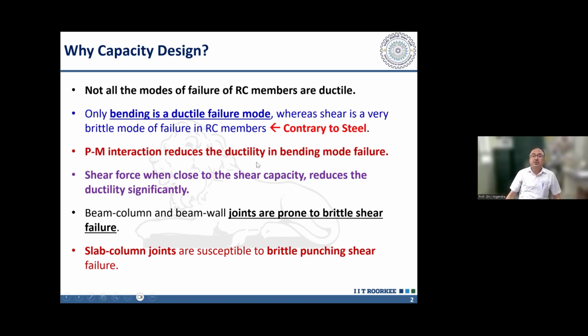And it is quite contrary to steel. In case of steel, shear mode is very ductile. In fact, more ductile than flexure. But in RCC, the shear mode of failure is very brittle mode. So that is to be avoided.